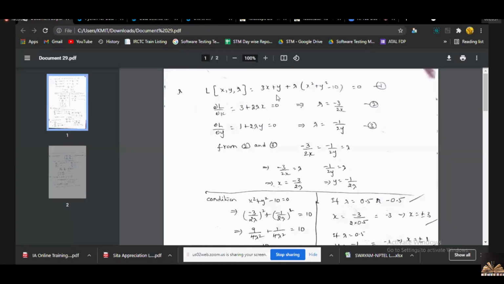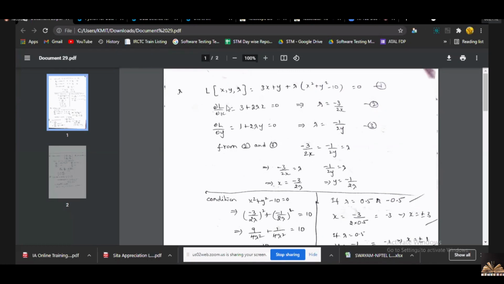So we are going to just substitute those functions and the constraint in that format, and then you will get 3x plus y plus lambda of x square plus y square minus 10 equal to 0. This is the simple Lagrangian function format, and consider this as equation 1.